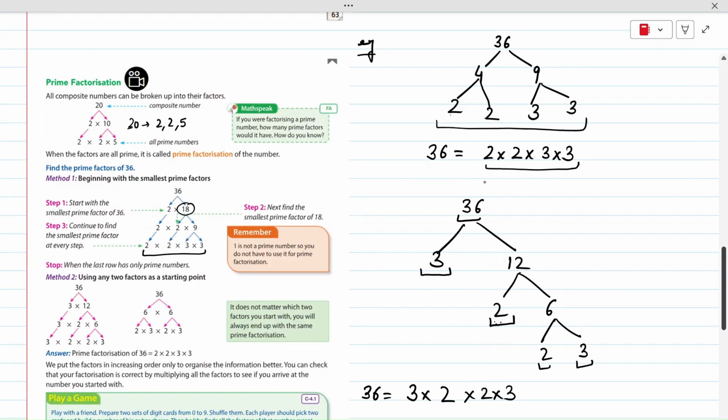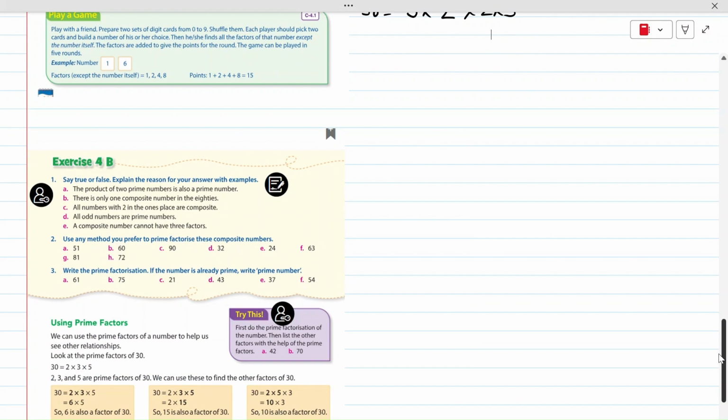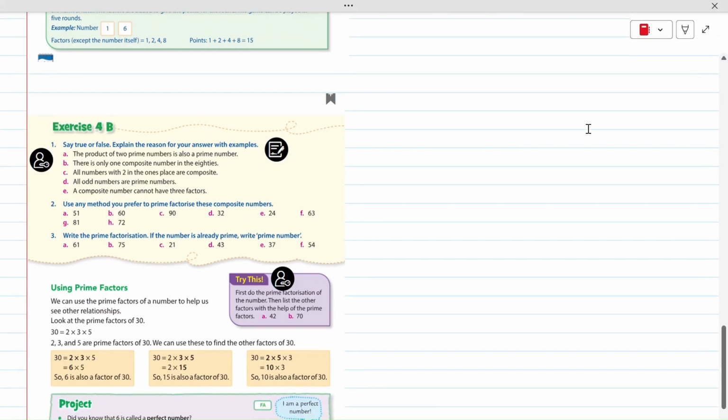So what I mean to say here is we can pick any two factors, but we have to drill them down, break them down to the smallest prime numbers. This is called the concept of prime factorization. We have to reach the prime factors of the given number. I hope that you have understood this concept. And with this, let us start with exercise 4B.